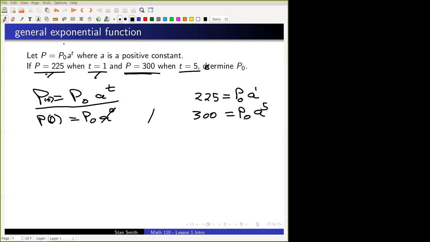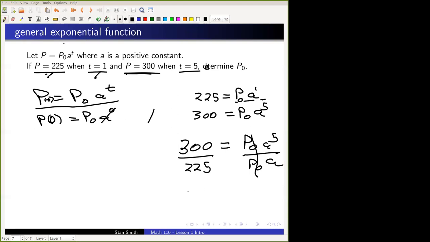Well, the approach I'm going to use is, since 300 equals p sub 0 a to the 5th, and 225 is equal to p sub 0 a to the 1, notice that if I divide the 2, if I divide 300 by 225, but instead of dividing the other side by 225, I know it's equal to p sub 0 a. Notice the p sub 0s are gone. And I'm left with 300 over 225 is equal to a to the 4th power.